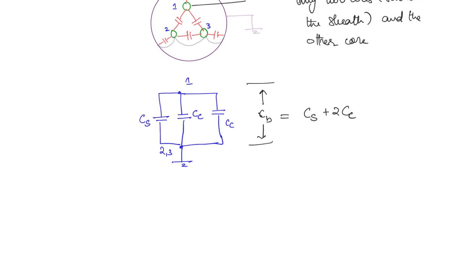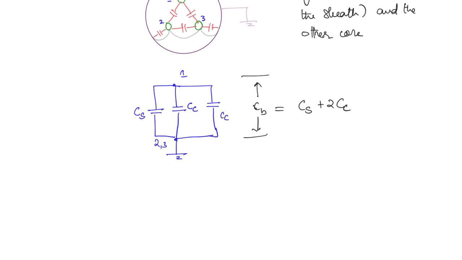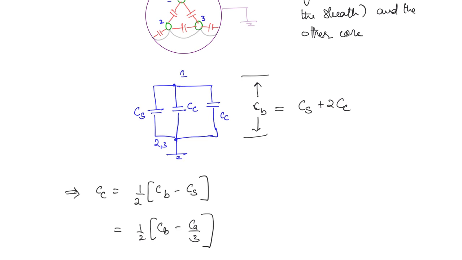Here CS we already know in terms of CA. Now CA and CB are the known values. We need to represent CC in terms of CA and CB, right? So CC is going to be 1 by 2 times CB minus CS. This is again equal to 1 by 2 times CB minus CA by 3, since CS is CA by 3. So this will be the core to core capacitance.